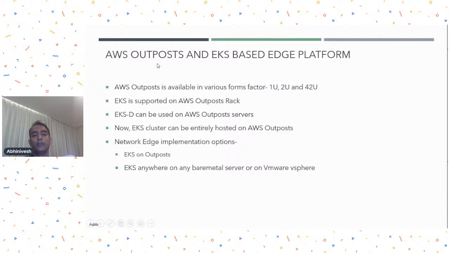Now, you remember the diagram where I was showing edge location, hardware, software. The hardware and software is AWS Outpost. It's hardware, but it also has software. For a container hosting platform, you can use EKS. EKS is fully supported on AWS Outpost. When I say Outpost rack, I'm talking about 42U, and for 1U and 2U, we call them Outpost servers. EKS also has an open source distribution called EKS D, for distro. This can also be used on Outpost servers.